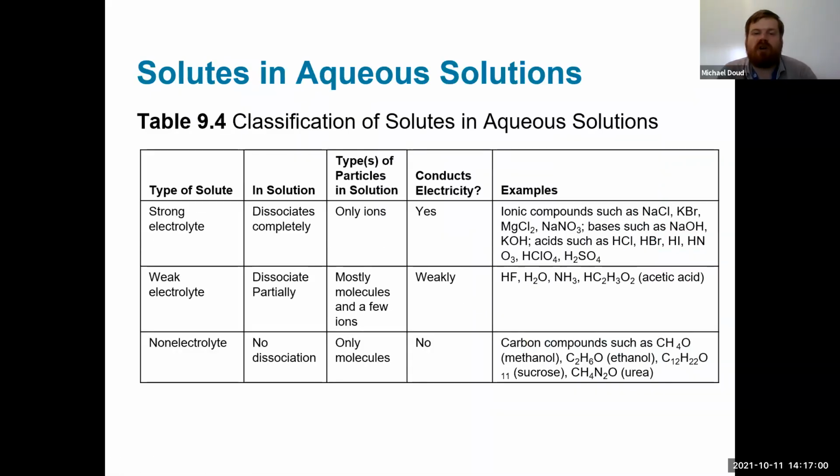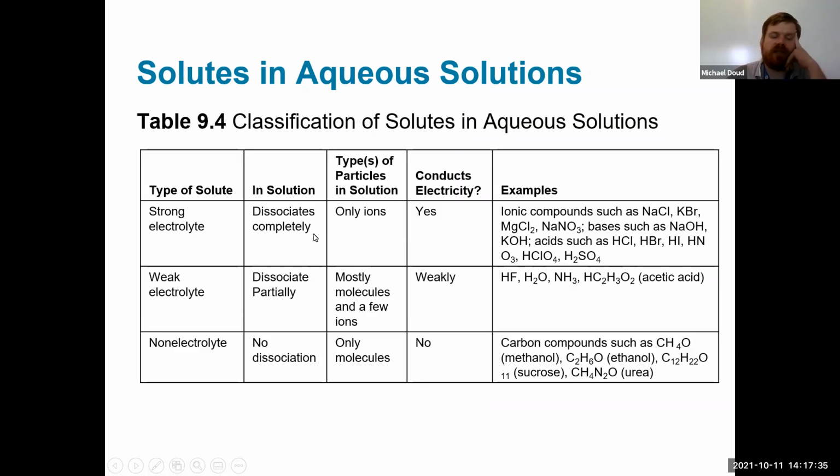So here's our table to summarize what we were just talking about. Strong electrolytes are particles that dissociate completely and form ions in solution, and they conduct electricity strongly. Ionic compounds that dissolve all do this. There are strong bases such as sodium hydroxide and potassium hydroxide, and then we have strong acids like hydrochloric acid, hydrobromic acid, hydroiodic acid, nitric acid, perchloric acid, and sulfuric acid.